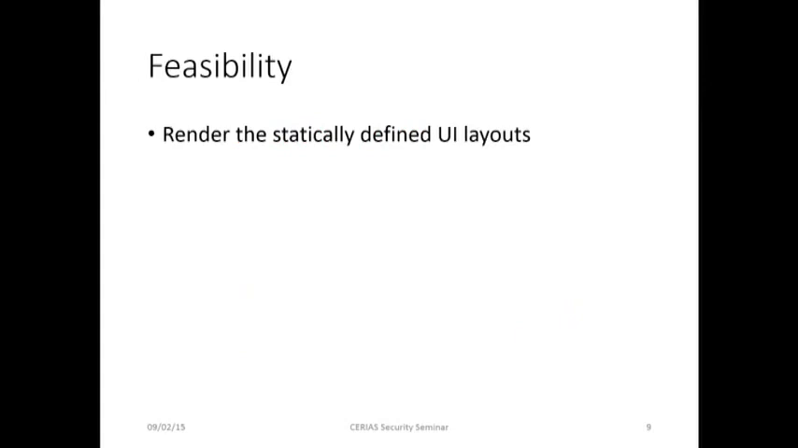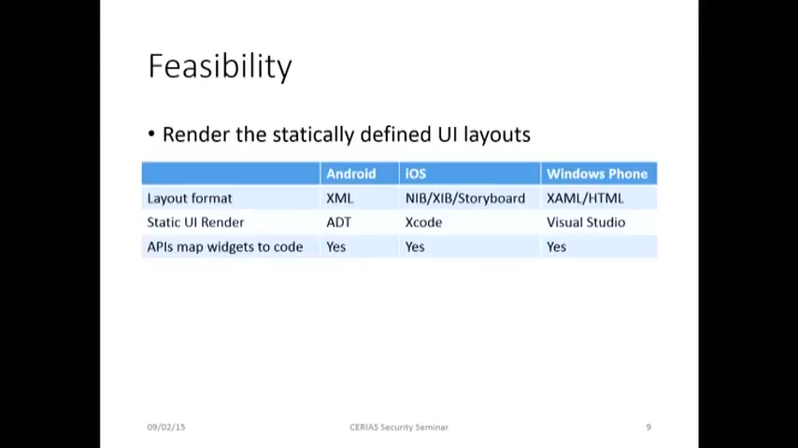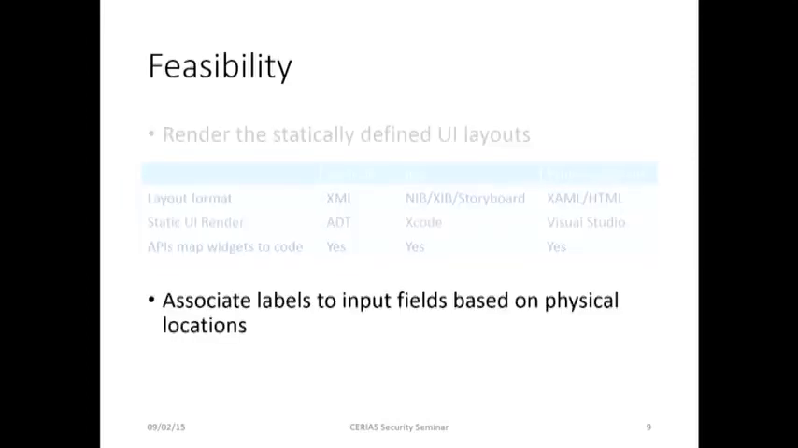Fortunately, we have some techniques to render the statically defined layouts to the UIs. Currently, the mobile platforms provide some kind of statically defined layout formats for the developers to define the UIs, and the rapid development toolkits can render these layouts to the UIs. The rendered UI is close to what the users see on the smartphone screens. With the rendered UI, we can then associate the text labels to the input fields based on some physical locations or based on some techniques.